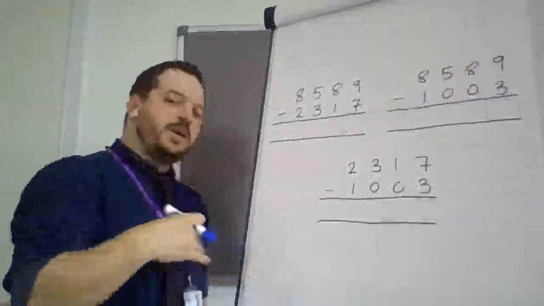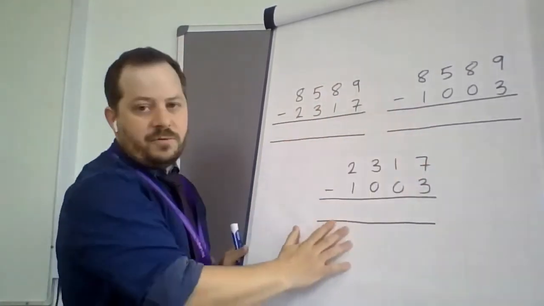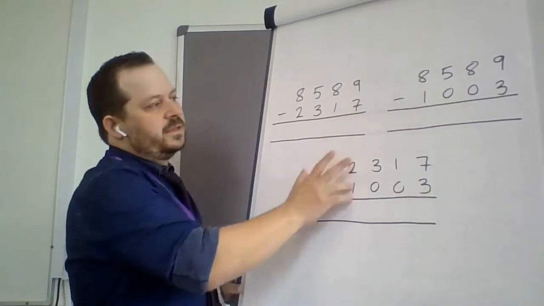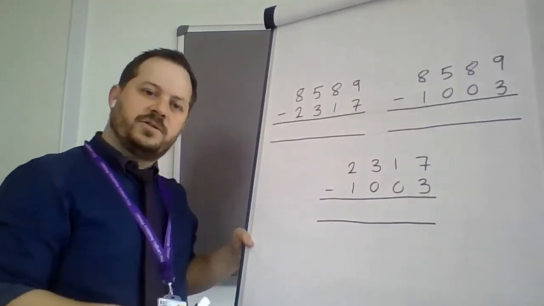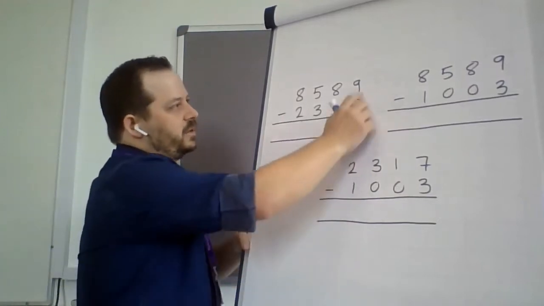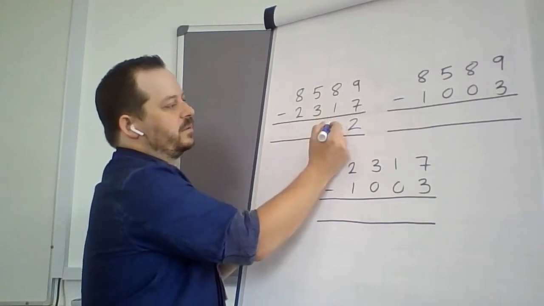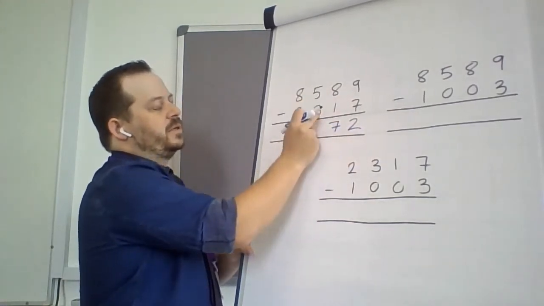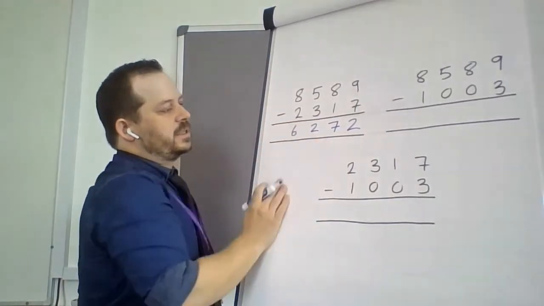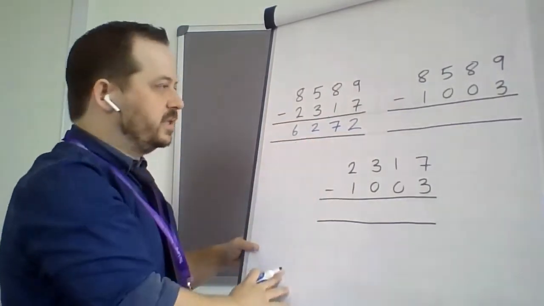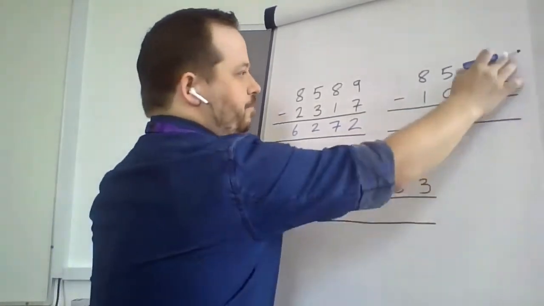So let's go through the answers to those questions that you've tried. I've got my 3 sums that I've made here. These are the 3 sums that you could have made. Let's go through them, hopefully nice and straightforward as there's no exchange involved. We've got 9 minus 7, which is 2. We've got 8 minus 1, which is 7. 5 minus 3, which is 2. And 8 minus 2, which is 6. The answer is 6,272.